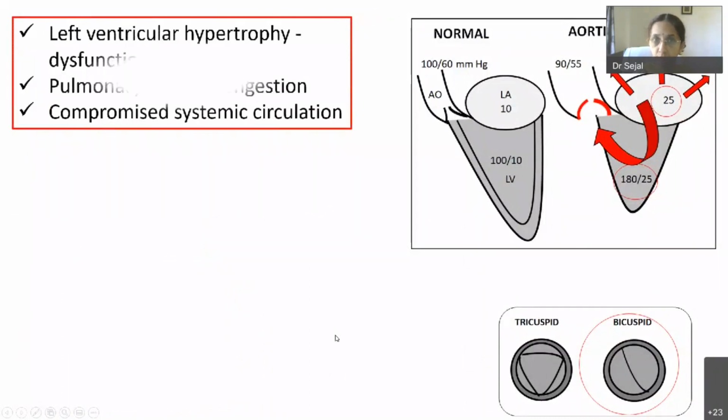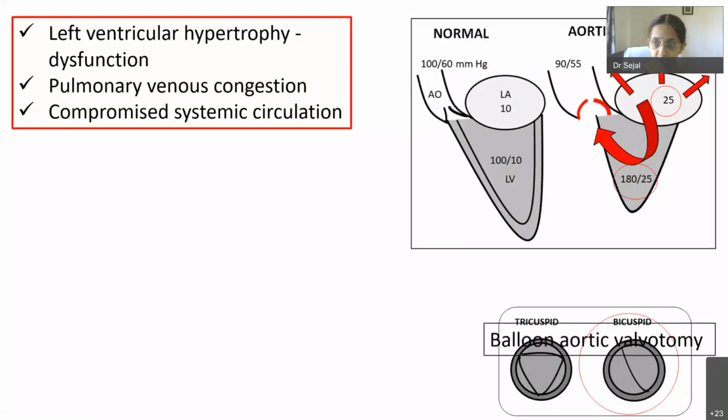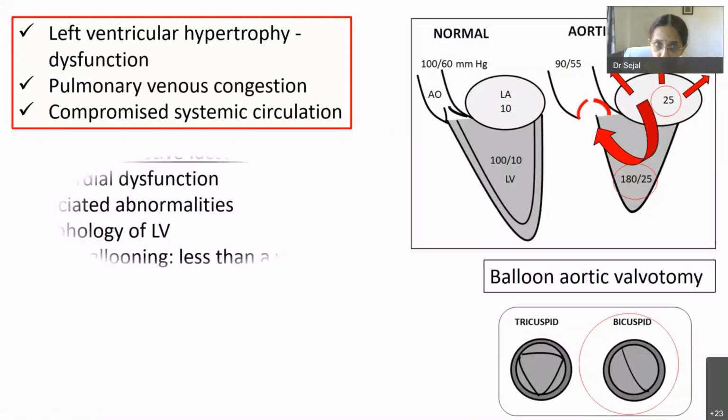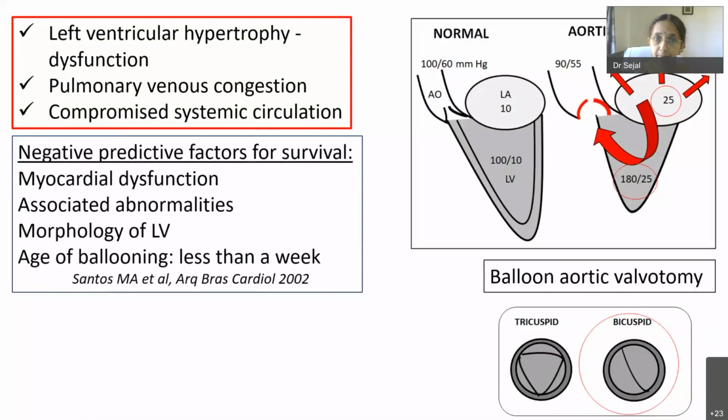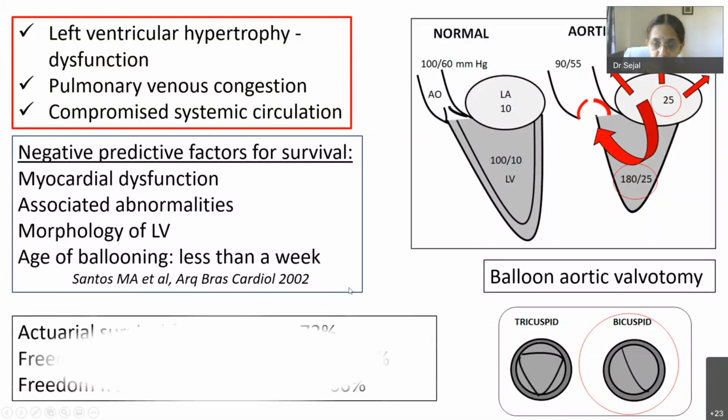So now aortic stenosis, all of us know, most common would be bicuspid when I see this in fetal life. And the issues I'm going to get are LV dysfunction, pulmonary venous congestion, compromised cardiac output, and there are a few things which would predict the survival. If my LV is dysfunctional, if I have EFE, and my need for intervention very early in life, which is going to be balloon aortic valvotomy.